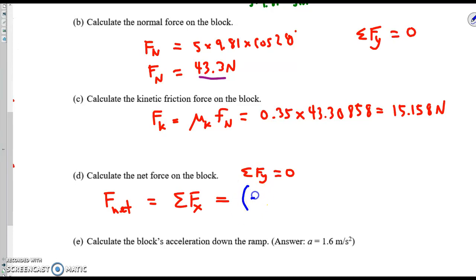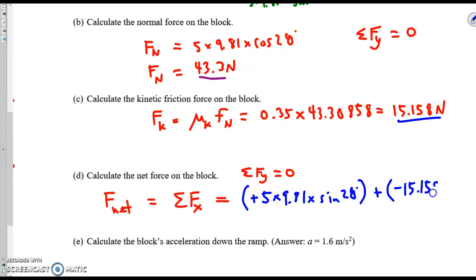I've got the positive mg sine 28, and then I have to add with it the negative Fk, which I found above. And when I sum those up, my net force is 7.869577, which, rounding for 2 sig figs, is 7.9. I should round all of these other answers for 2 sig figs as well.